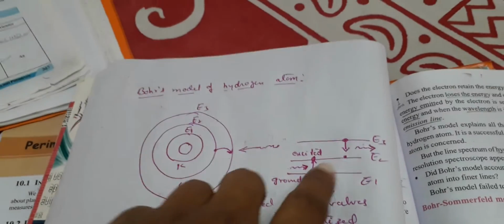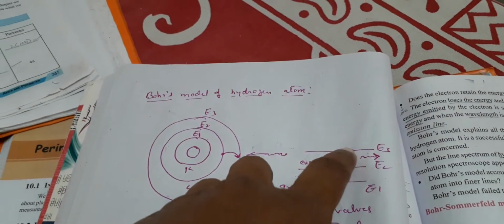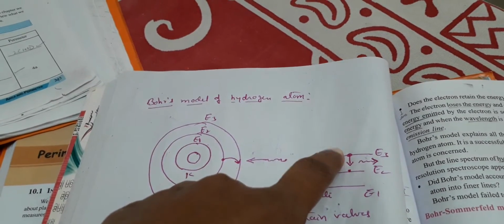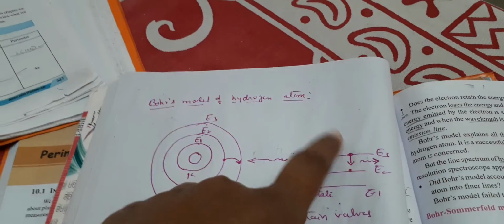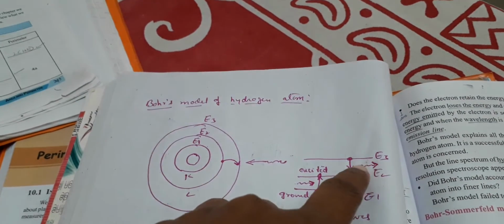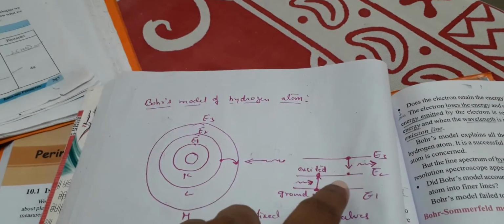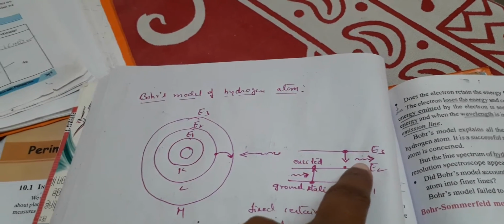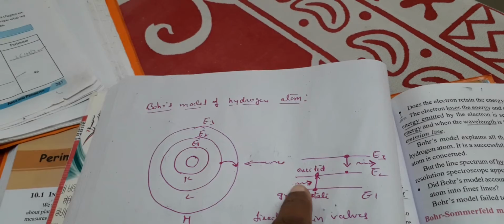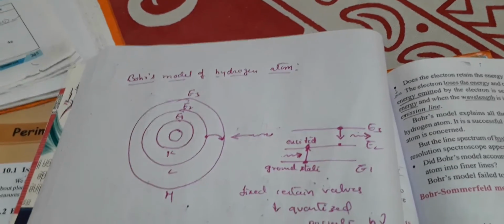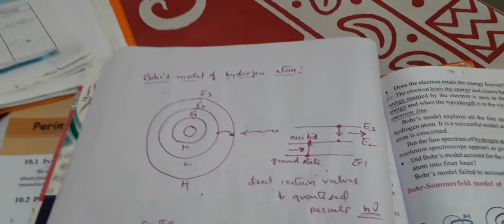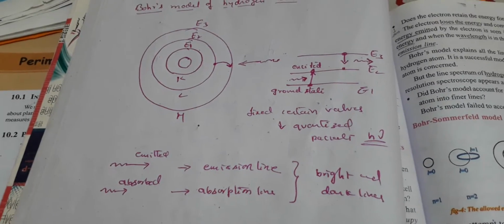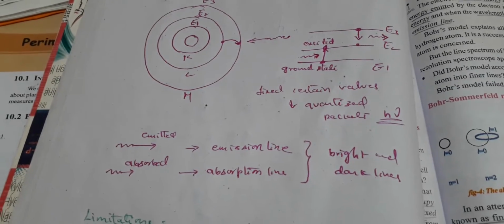Suppose an electron has jumped from E2 to E3, and now E3 is the excited state. Now it is ready to give out energy. It is giving out energy and falling to E2, which is its ground state. So here emission is taking place and there absorption is taking place. Whenever it is emission, we usually take it that bright lines will be formed. Whenever it is absorption, dark lines will be formed.